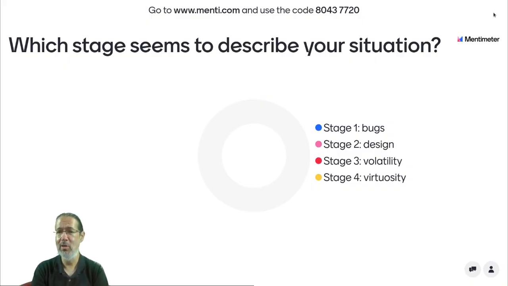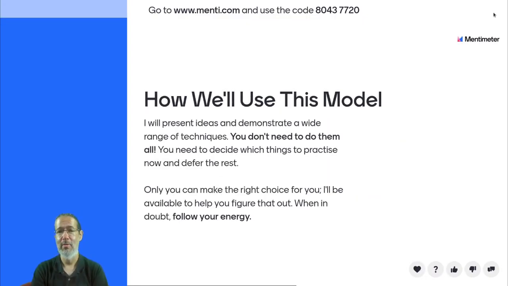Many of you are in stage 1 and stage 2. Some of you might be in stage 3. And if you're in stage 4, maybe you should be teaching this course. But the way that I want you to use this model in this course, and especially the way that we'll use it in the online community edition of this course, is that you'll choose how to practice based on which stage you think you're in. And so if you're in stage 1, you might not focus too much on refactoring.